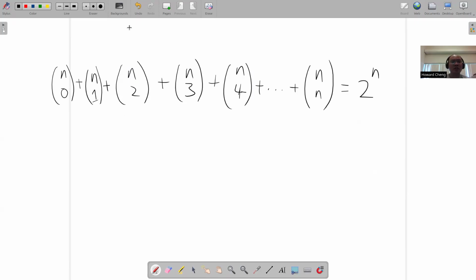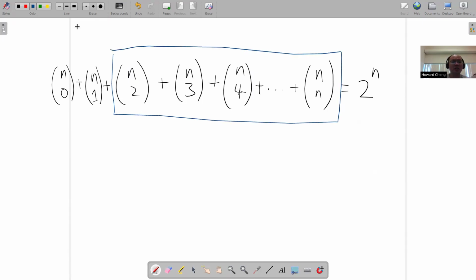What you want is this chunk. So what you can do is you can just say this chunk is 2 to the n minus n choose 0 minus n choose 1. This would be the easiest. So, I mean, you can do the sum if you want, or you can do it the other way.